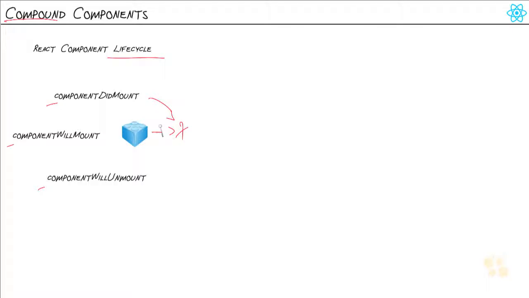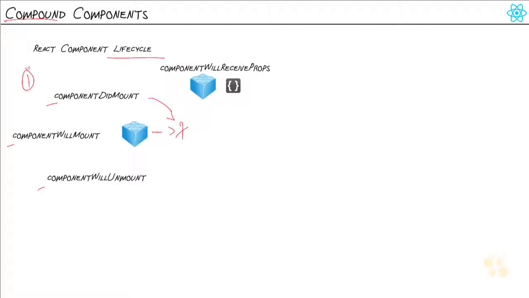Now it's important to note that these are one-time fire only events. These top two get fired right at the beginning when the component is initially being created, initially being rendered. After that, they don't fire. If the component is just being updated because of a set state operation, a re-render process, these component will mount or did mount operations are not firing.